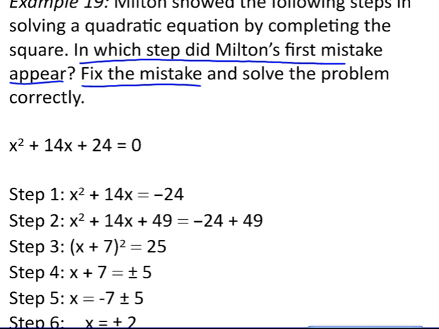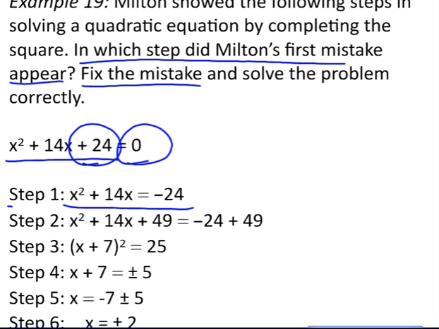So just take a look and see what they actually did. So they have this, and they've got this. What did they do to get there? Well, they took the positive 24 and subtracted it from both sides. Is that legitimate? Yes, it is. So that's fine. No problem here.